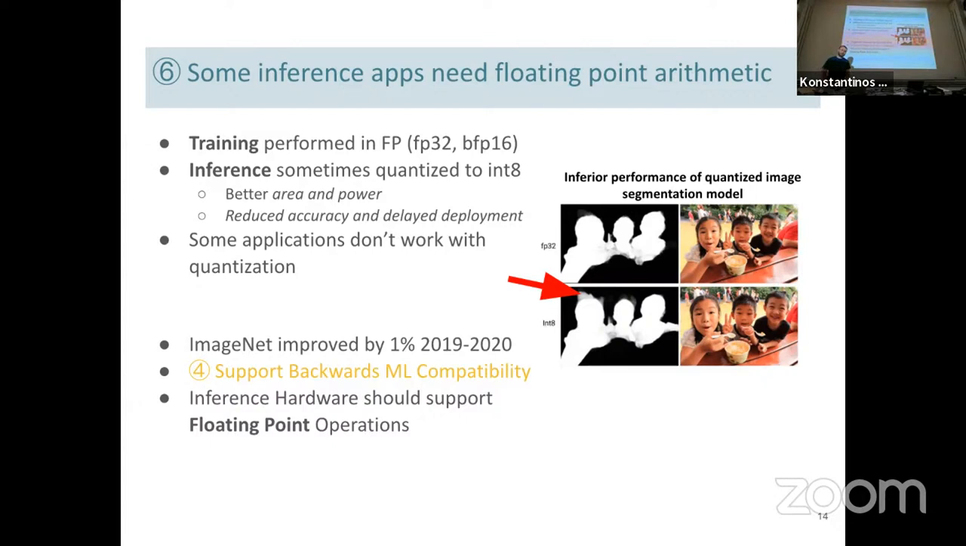Also, quantization usually brings decreased accuracy. And just to give you a perspective, ImageNet only improved by 1% over a span of 1 year, which could be undone by just quantizing it.